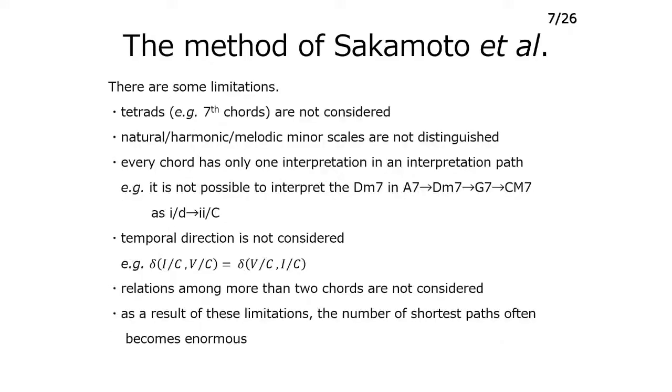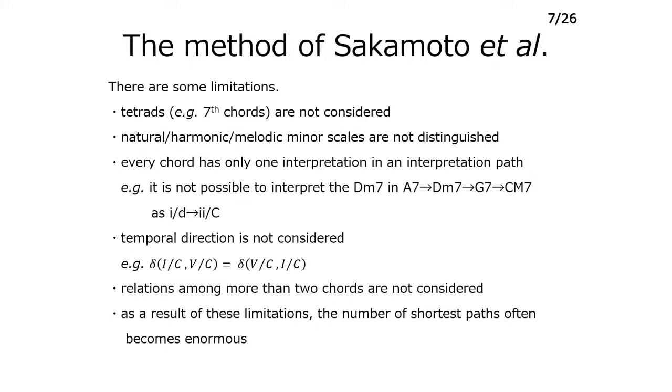But this approach has some limitations. First, tetrads are not considered. TPS considers only major and minor triads, but it is insufficient for jazz harmony analysis. Second, natural, harmonic, melodic minor scales are not distinguished. These are also important for jazz performance. Third, every chord has only one interpretation in an interpretation path.